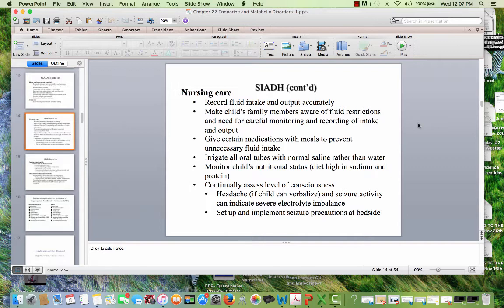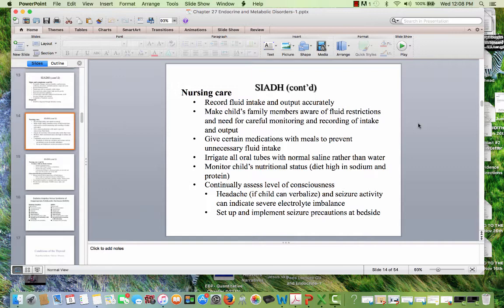So you want to make the child's family members aware of the fluid restrictions and need for careful monitoring. So we're definitely going to have them on the bedside monitoring and recording strict I's and O's. Give certain medications with meals to prevent unnecessary fluid intake. You want to make sure that you're bundling that with their meals. You're going to irrigate all oral tubes with normal saline rather than water. Monitor the child's nutritional status, and they're going to have a diet high in sodium and in protein.